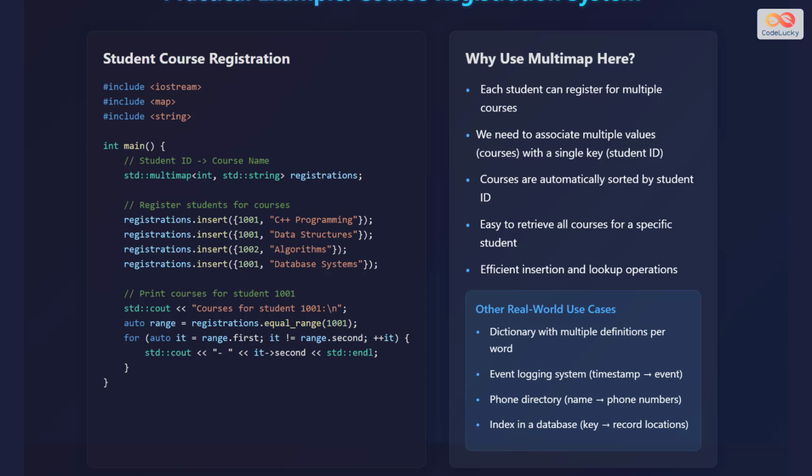To register students for courses, you can insert entries into the multimap where student ID 1001 registers for C++ programming and data structures. Now, if you want to retrieve all the courses for a specific student like student 1001, you can use the equal_range function. Then you can iterate over this range to print out all the courses that student is registered for. Multimaps are useful here because each student can register for multiple courses. They automatically sort courses by student ID, making it easy to retrieve all courses for a specific student. Multimaps also provide efficient insertion and lookup operations. Other real-world use cases include a dictionary with multiple definitions per word, an event logging system, a phone directory, and an index in a database.